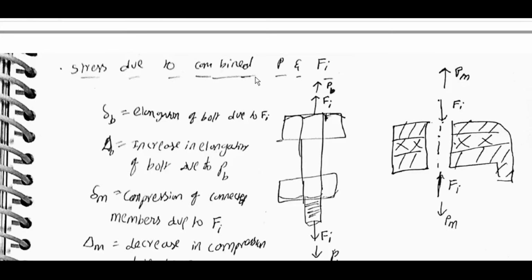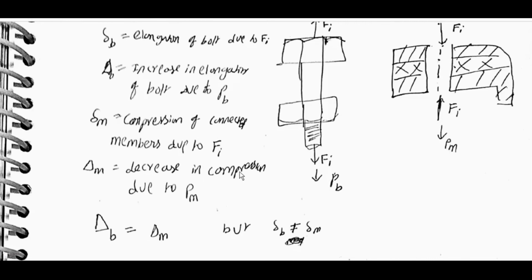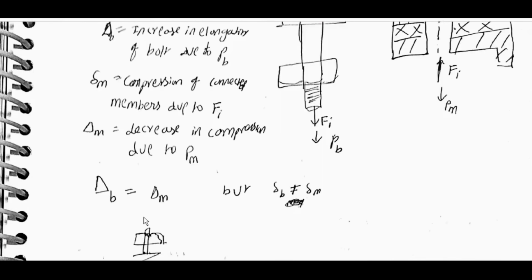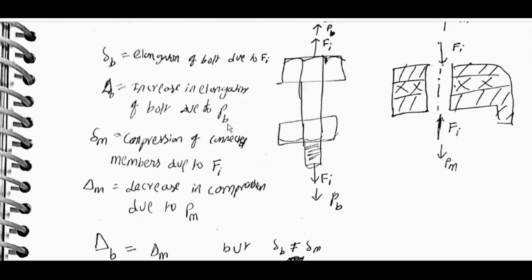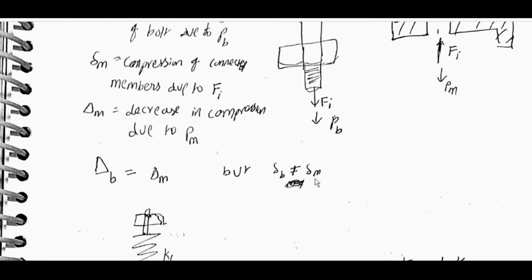Stress due to combined P and Fi. Delta b is equal to elongation of bolt due to Fi. Delta b is equal to increase in elongation of bolt due to Pb. Delta m is equal to compression of connected members due to Fi. Delta m is decrease in compression due to Pm. Due to external load, these decrease and increase are the same, but due to initial tightening these two are not the same.